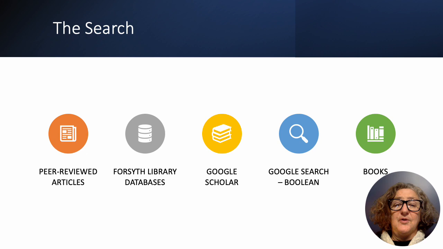The search, of course, we want to use peer-reviewed articles, which we understand peer review. Forsyth Library has a lot of great databases. I might end up in EBSCO all the time. Google Scholar, I use it as well, but you can't do much Boolean searching in there. Like you can't really put in peer review. The Google search does let you add Boolean searches, so you can throw in the peer review in there.